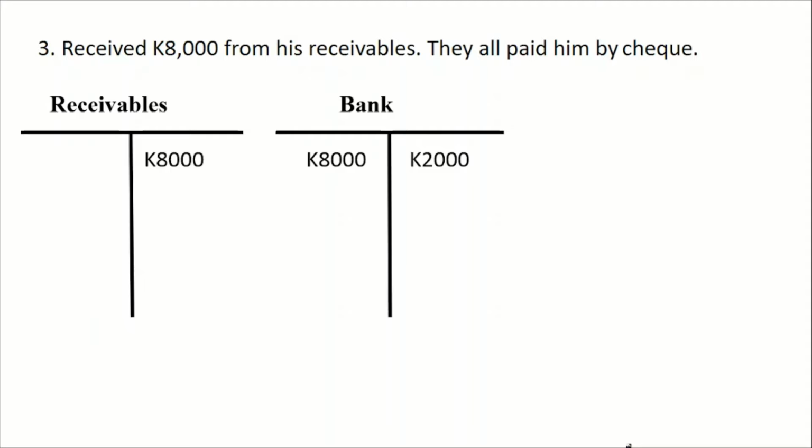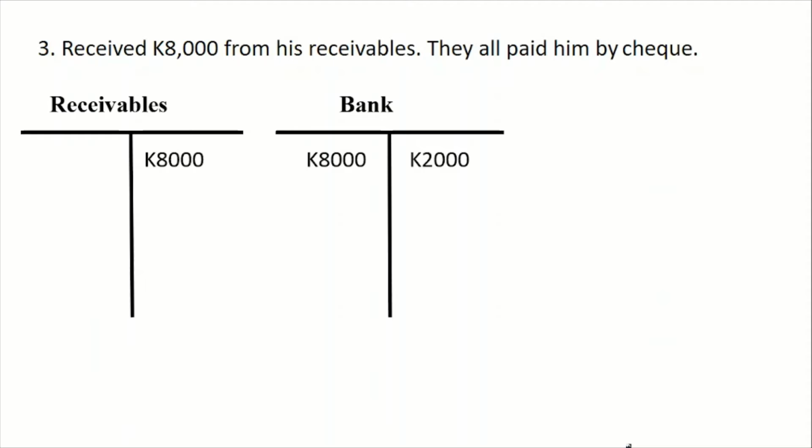Now, since the receivables, they returned the money, then that asset reduced by how much? 8,000. So the receivables account, we are going to credit it because it is an asset. And when you reduce an asset, then you make a credit entry. So in the receivables account, we are going to make a credit entry of 8,000 kwacha. And then in the bank account, remember the bank account is already credited with 2,000 kwacha. But then how are we going to record the 8,000 kwacha?